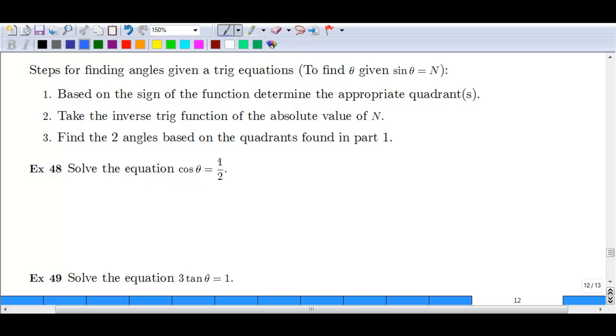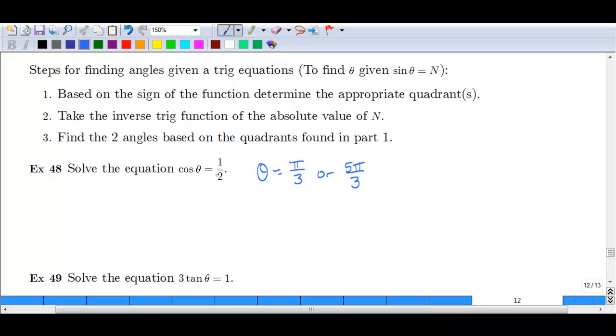This first one, we know what happens at 1/2, the ratio 1/2. We can look to the unit circle for this one if we want to, and we know that theta is equal to pi over 3 or 5 pi over 3.